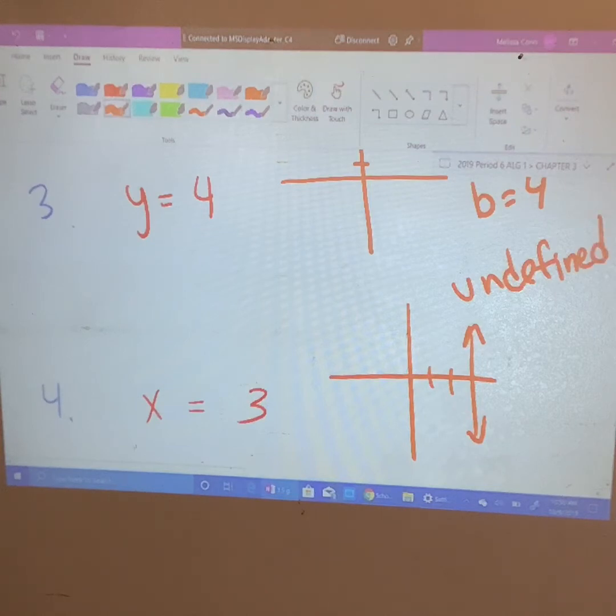And if I look to see what the y-intercept is, I notice that there is no y-intercept. This line will never cross the y-axis. It'll only run parallel to it. So there is no b in this particular equation.